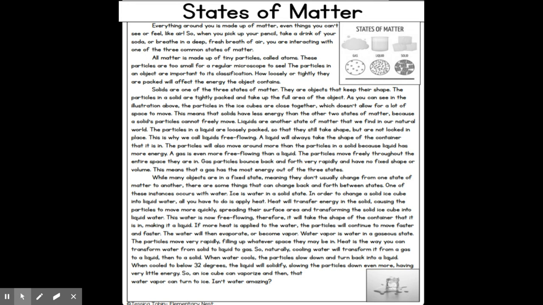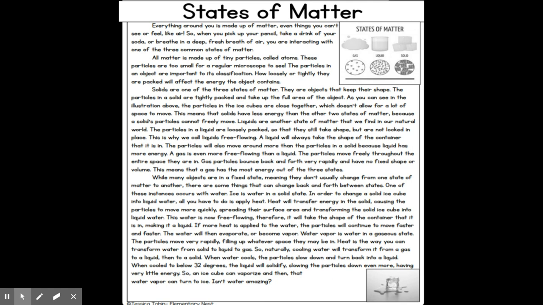This water is now free flowing, therefore it will take the shape of the container that it is in, making it a liquid. If more heat is applied to the water, the particles will continue to move faster and faster. The water will then evaporate or become vapor. Water vapor is water in a gaseous state. The particles move very rapidly, filling up whatever space they may be in. Heat is the way that you can transform water from solid to liquid to gas.